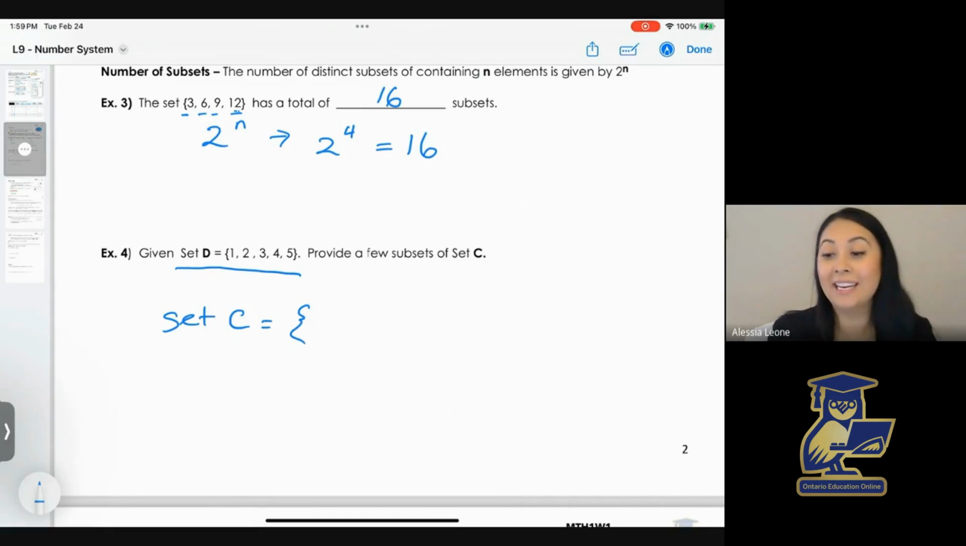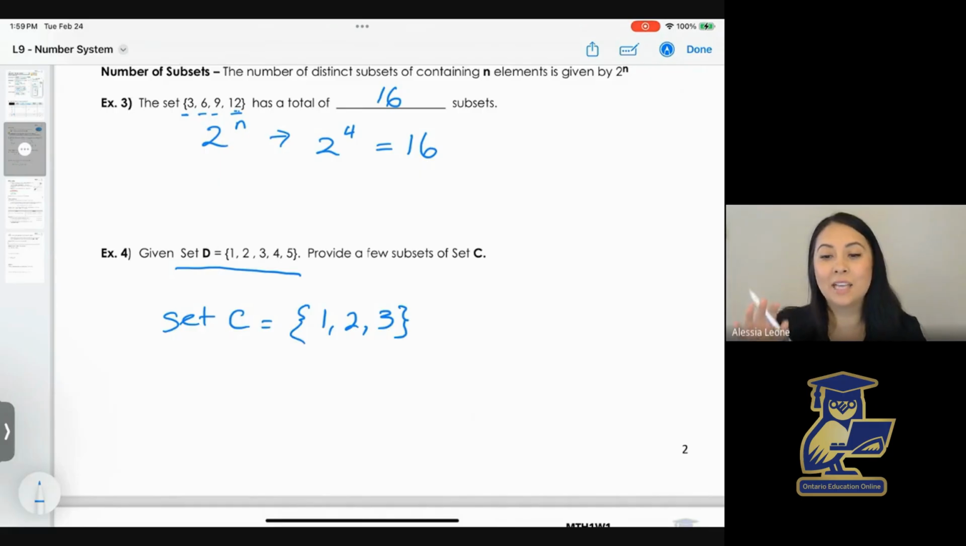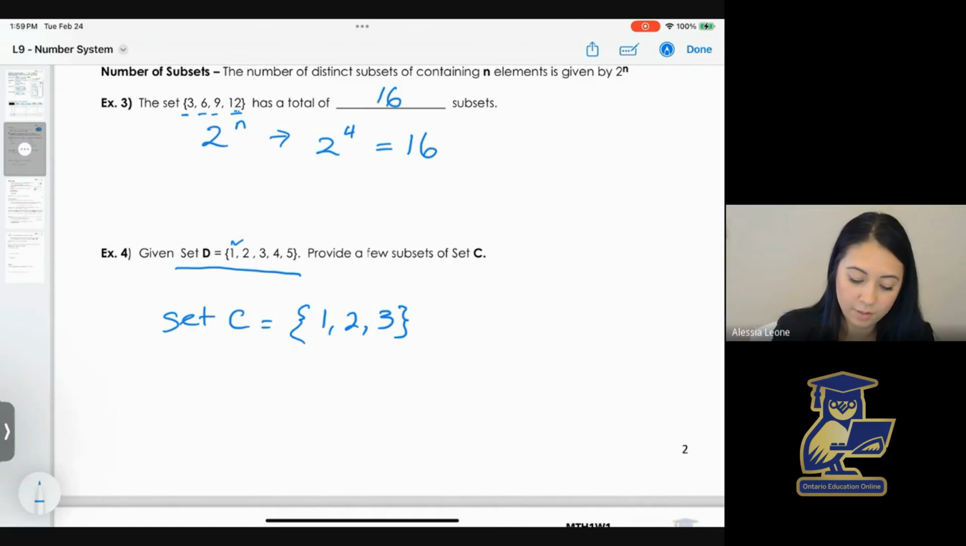We can choose any set of numbers in that bigger set, and that'll be a subset. So we could do 1, 2, 3. So that is a subset of set D because we have 1, 2, 3, 1, 2, 3.